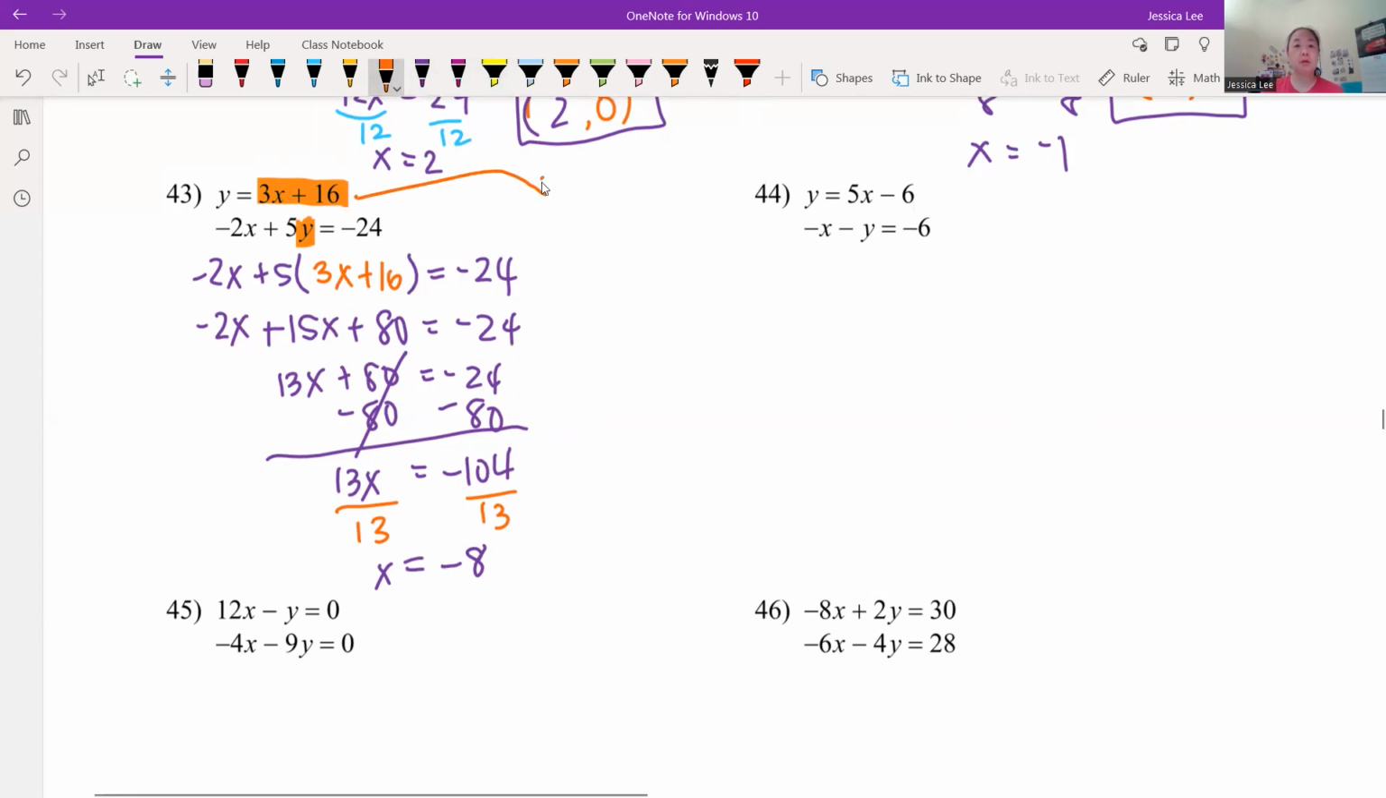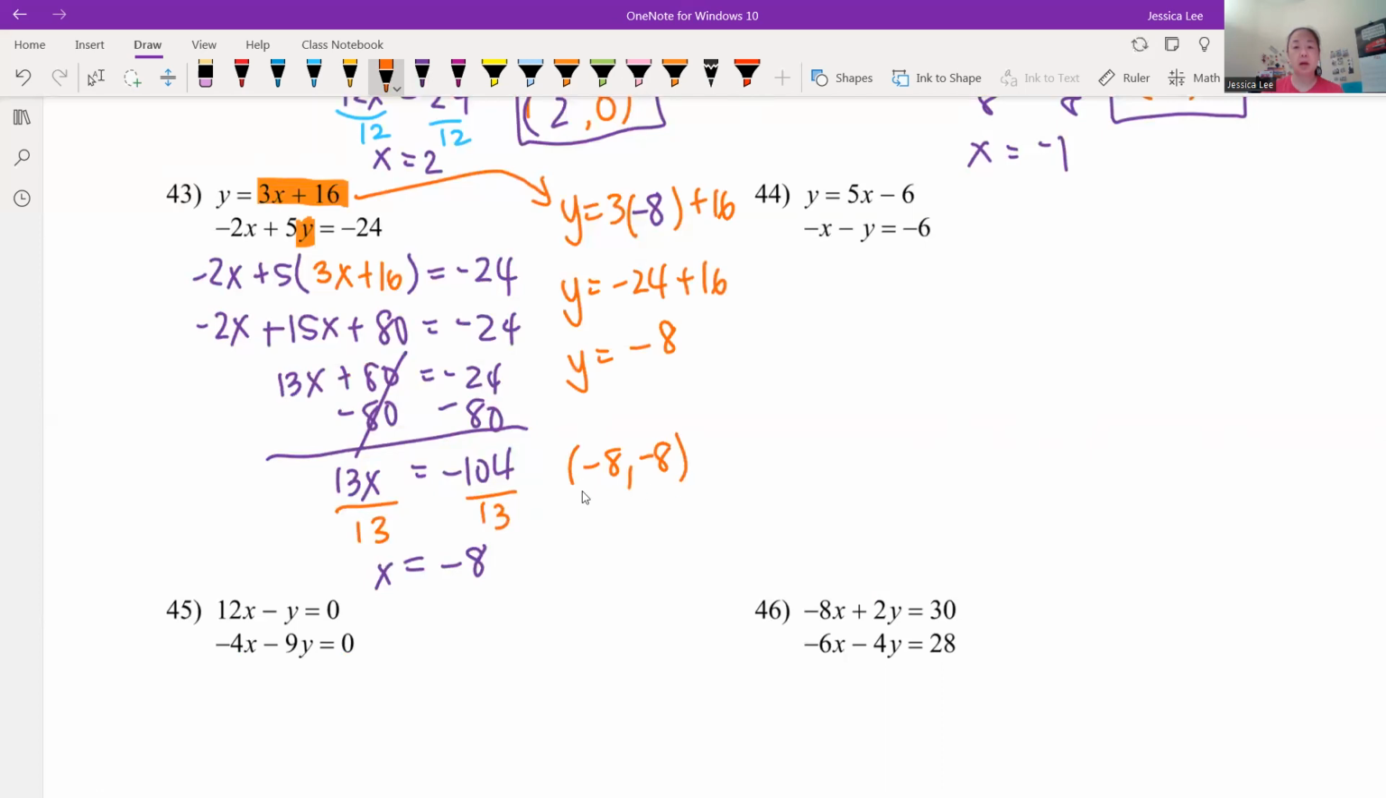We're going to use this top equation right here. So y is equal to 3 times x plus 16. We're going to put a negative 8 right there. So that's going to be y is equal to 3 times negative 8, which is negative 24, plus 16. Y is equal to negative 8. Ooh, negative 8, negative 8. X is negative 8, y is negative 8. Right there, done. All right, sure, moving on.